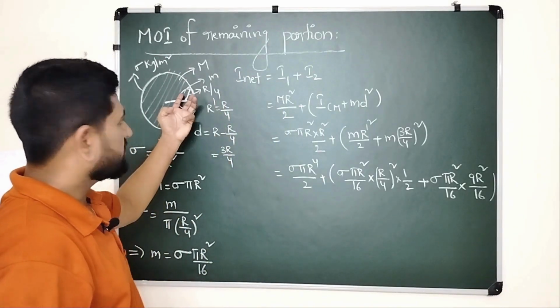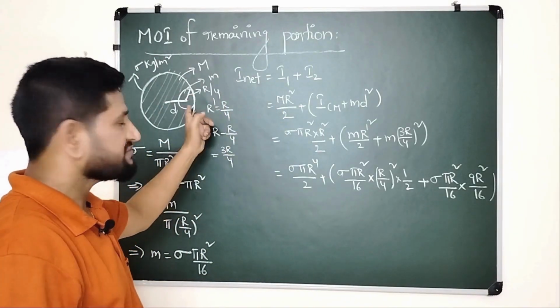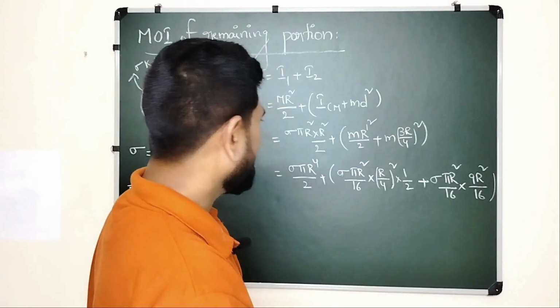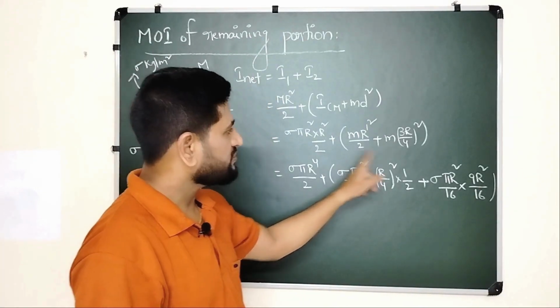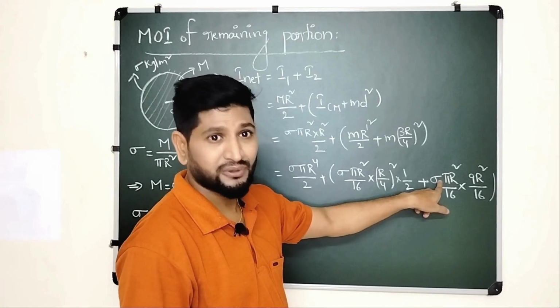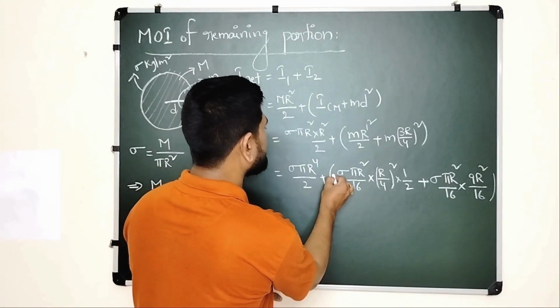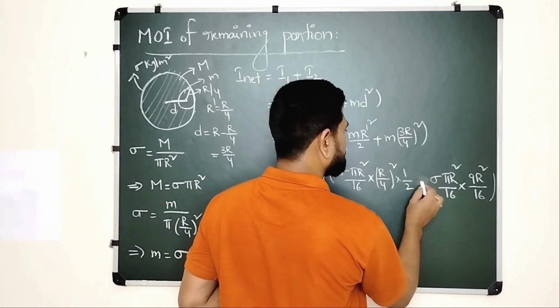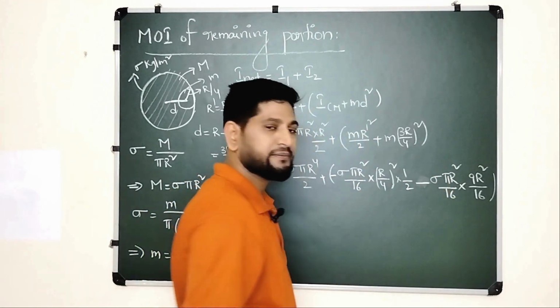Now here we are removing some part, that is why we have to put the negative sign for that mass. That is why this value is negative, and at the same time this value is also negative. So you have to put the negative sign here, minus, and again you have to put the negative sign here.